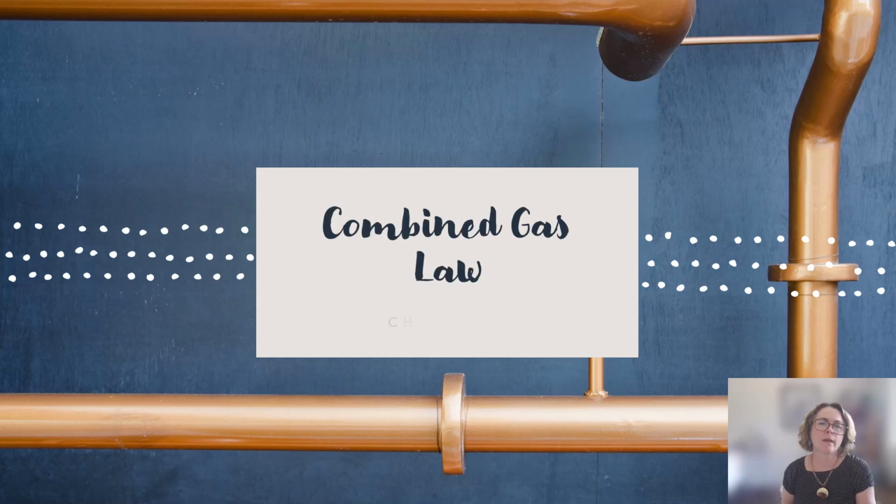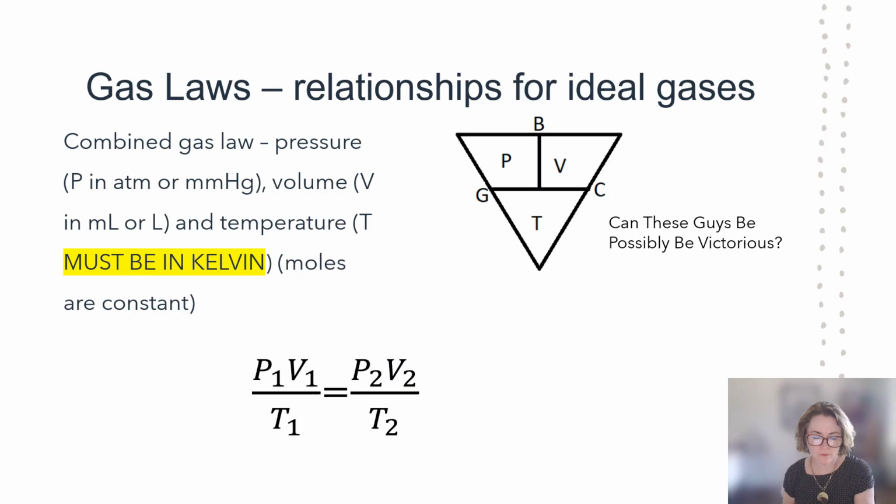So we're going to be talking about gas laws, several gas laws over the course of this chapter. And the first one we're going to focus on is the combined gas law. The combined gas law gives us the relationships for ideal gases. This is going to allow us to look at the relationships between pressure, volume, and temperature.